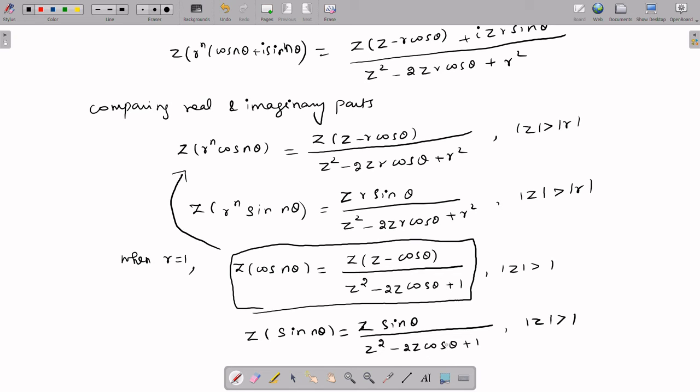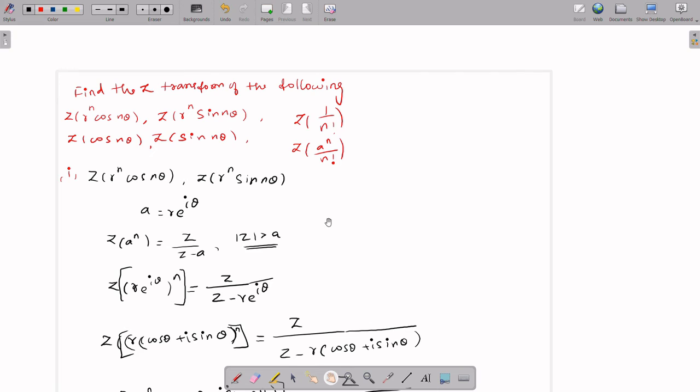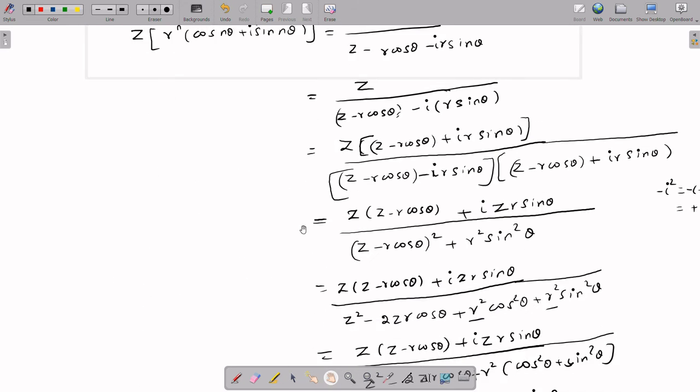And the next one, what is our next problem? These 4 parts are over. Now we have to find the Z transform of 1 by n factorial and the Z transform of a power n by n factorial. We will do it now.